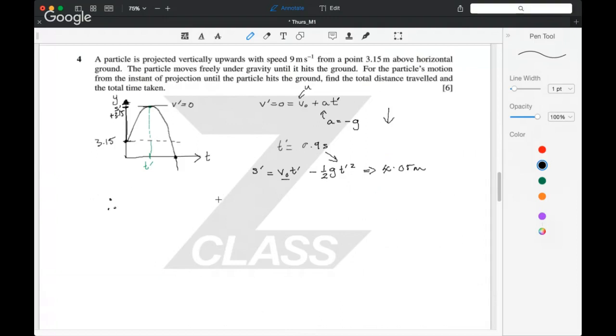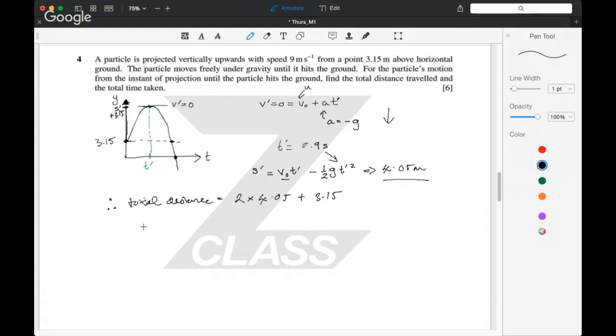we can get the total distance that's traveled. So when it starts from here, it goes all the way up here, and then it comes down. And so that's 2 copies of this distance, right? And then it goes down to the floor, which is an extra 3.15. So total distance is 2 times 4.05 plus 3.15. No problem. They're also asking for the total time taken.